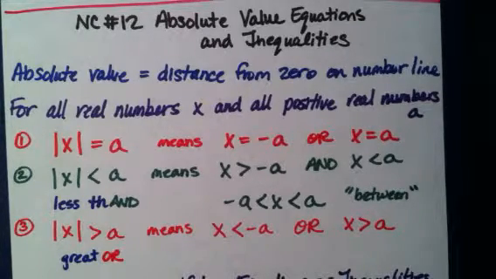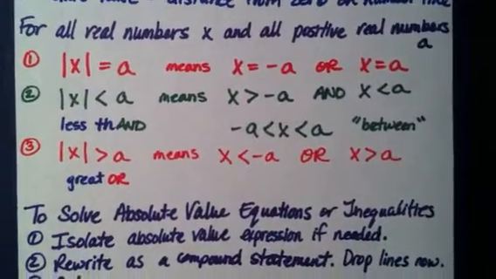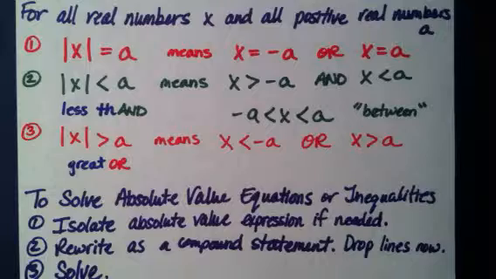There are 3 simple steps to solving an absolute value equation or inequality. The 3 steps are isolate, rewrite, and solve. First, we isolate the absolute value expression if needed. Next, we rewrite as a compound statement. At this point, we are now allowed to drop the absolute value lines. Our last step is to solve. Now remember, with absolute value equations and inequalities, you can end up with no solution, 1 solution, or 2 solutions.